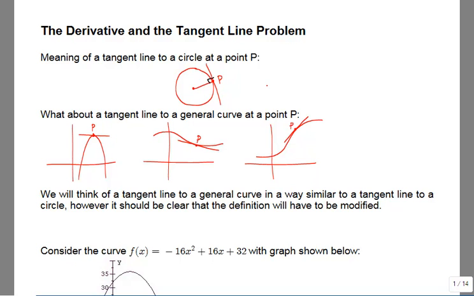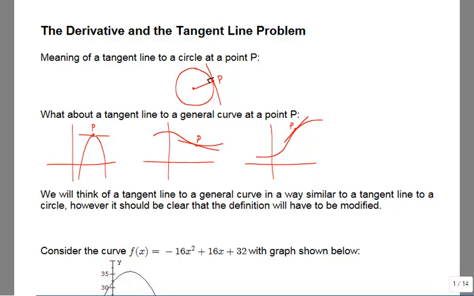Okay? So we want to maintain that property of intersecting only once, but we're going to expand that idea to not just tangent lines to circles, but tangent lines to any curve whatsoever. So here we have just random curves that I've drawn, and we want to think about what it would mean to be a tangent line to one of these curves at any point P. So here we have our point P, and I sketched in what the tangent line might look like. And this sort of fits our image of what it means to be a tangent to a circle. We're just intersecting our curve at exactly one point P.